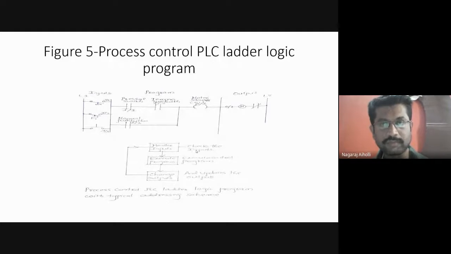This is the process control PLC ladder logic diagram. The relay diagram is replaced by the rung diagram. These are called ladder rungs, so it is represented like this. This is called the true condition or the closed condition.